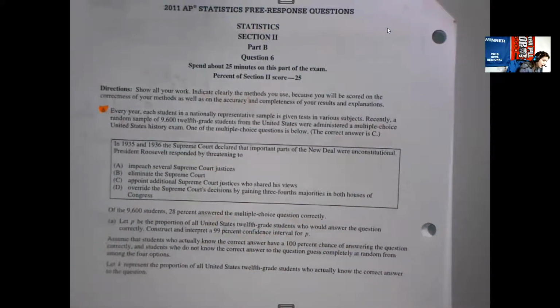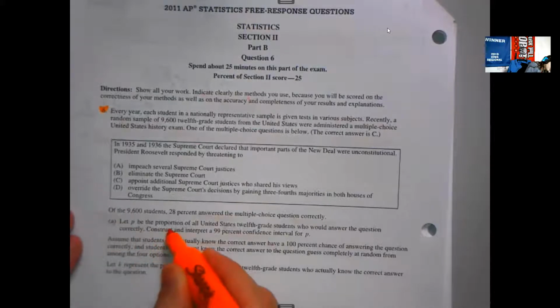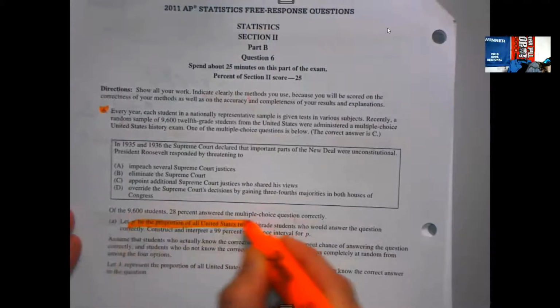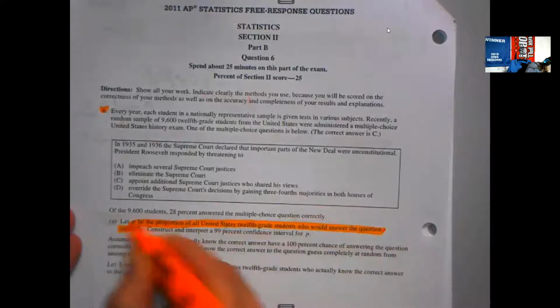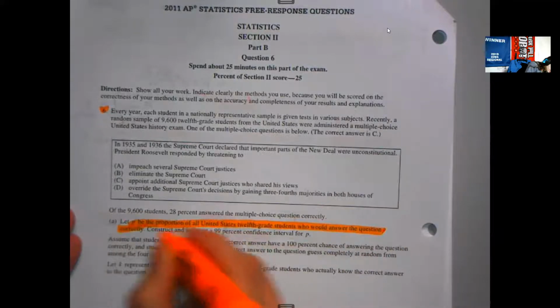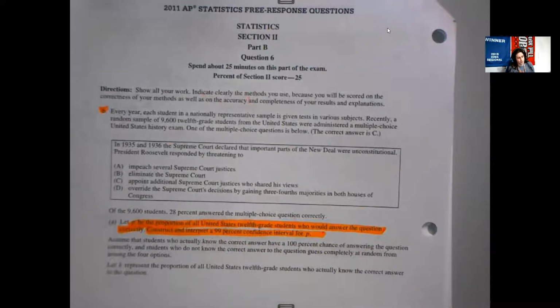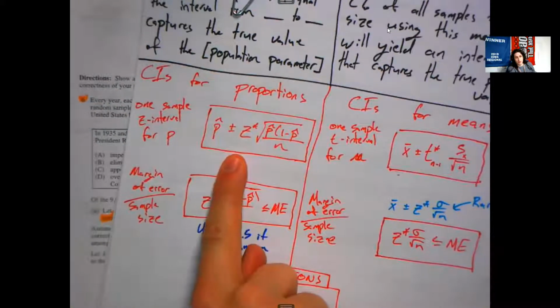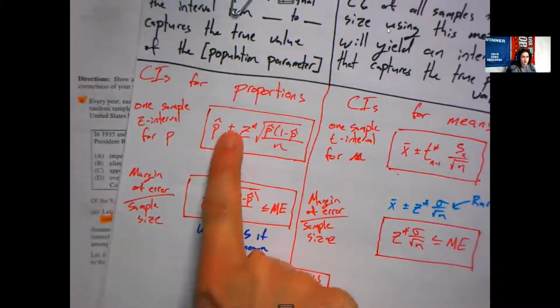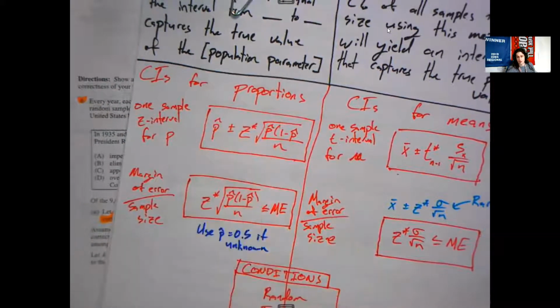Okay, maybe you know. Let P be the proportion of all 12th grade students who would answer the question correctly. Construct and interpret a 99% confidence interval for P. Okay, 99% confidence interval for P. You got to know the formula. It's P hat plus or minus z star times the square root of P hat times 1 minus P hat over n. That's in another place.